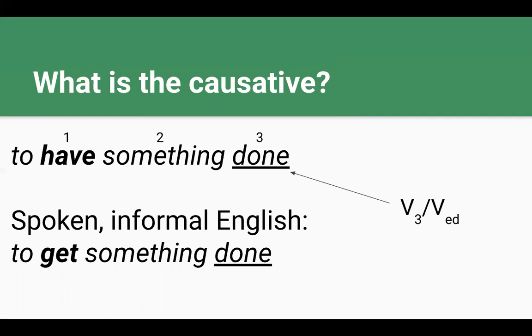And in the last place, in the third place, you have the third form of any verb that shows some action. То есть done в данном случае это всего лишь шаблон, то есть это формула to have something done. Вместо done вы можете подставлять третью форму того глагола, который показывает какое-то действие. Например, I had my hair cut. В данном случае мы поставили третью форму глагола cut. So let's take a look at how we can use the causative.